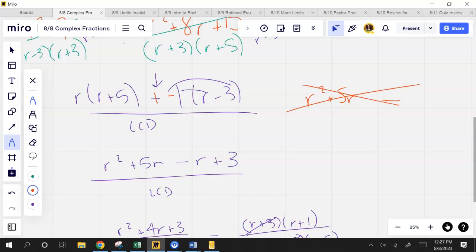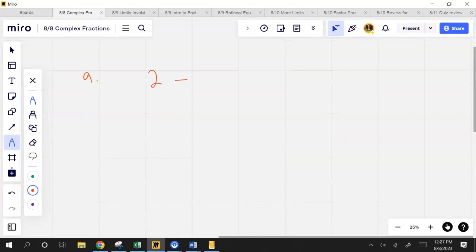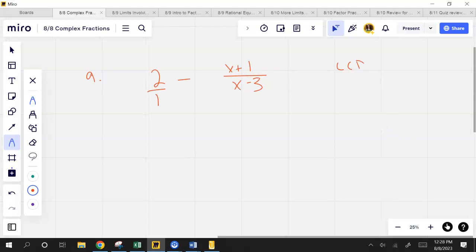Number 9. 2 minus x plus 1 over x minus 3. So this has got a denominator of 1, so my LCD is just going to be that entire second denominator, which is x minus 3. So I'm going to give this first one x minus 3.